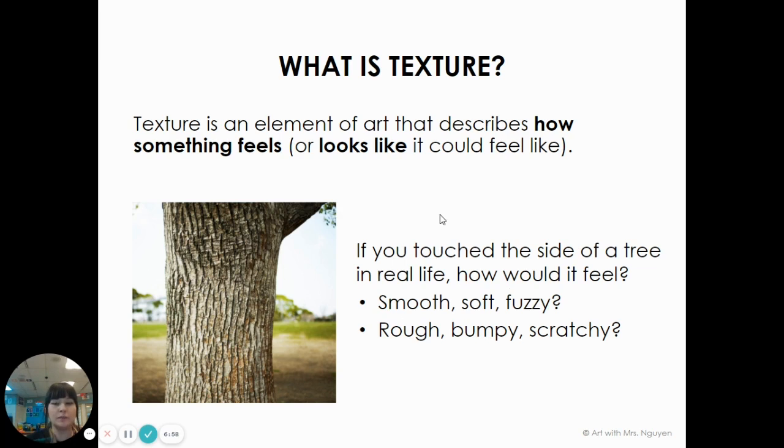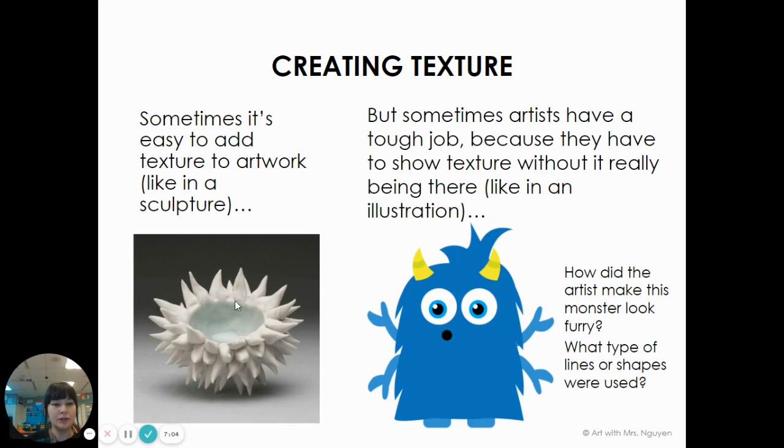That is a texture. If you're making something like a sculpture, then it's easy to add texture. You can just add some spikes or bumps, and if you actually touched your clay or sculpture project, it would feel like that texture. But also, you can draw or paint texture. This monster right here, he kind of looks fluffy and furry. In order to do that, the artist used some curvy zigzag lines to show the fur texture of this monster.